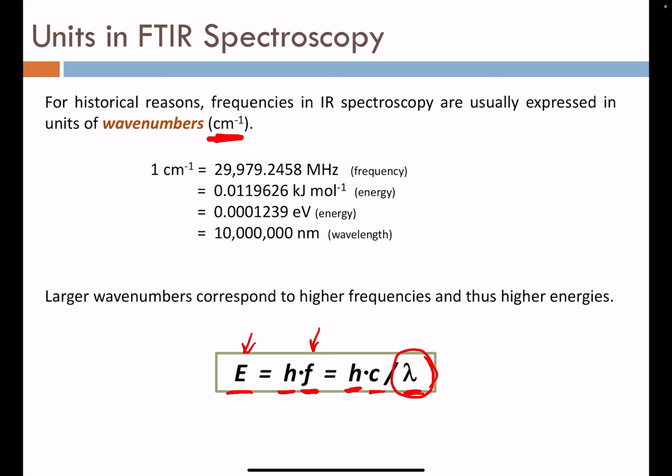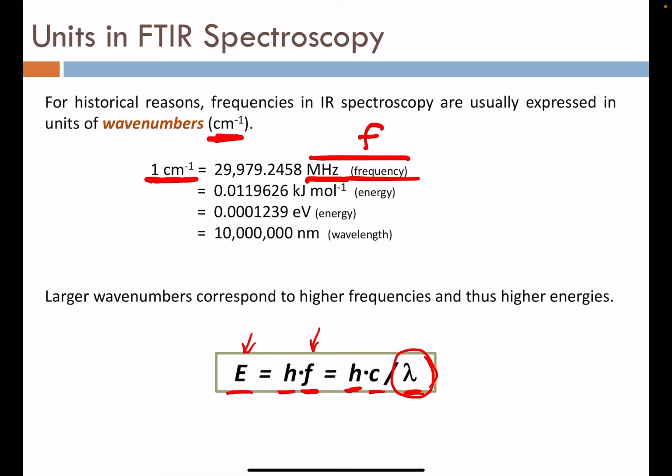To give you a bit of a sense of scale, 1 inverse centimeter corresponds to roughly 30,000 megahertz in frequency. So a photon having a wavelength corresponding to a wave number of 1 inverse centimeter would have 30,000 megahertz in frequency. That would be F in the equation below.